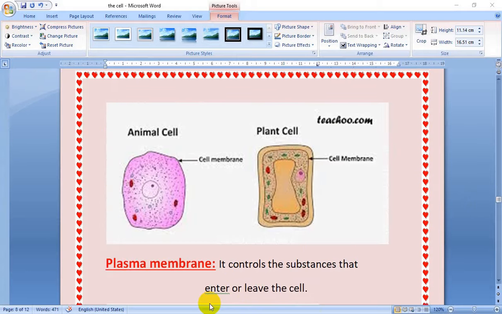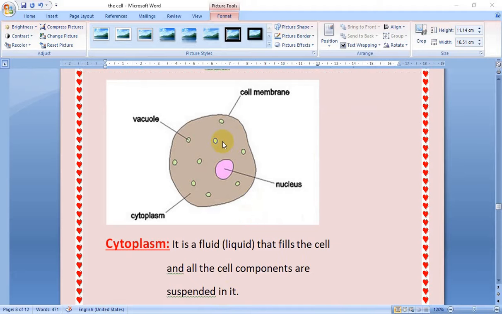Number two, cell membrane. As we said before, plant cell has cell membrane. Do you think animal cell has also cell membrane? Yes, animal cell has cell membrane. It is the outer membrane or layer of the animal cell. What is its function? It controls the substances that enter or leave the cell. So the animal cell consists of plasma membrane or cell membrane.